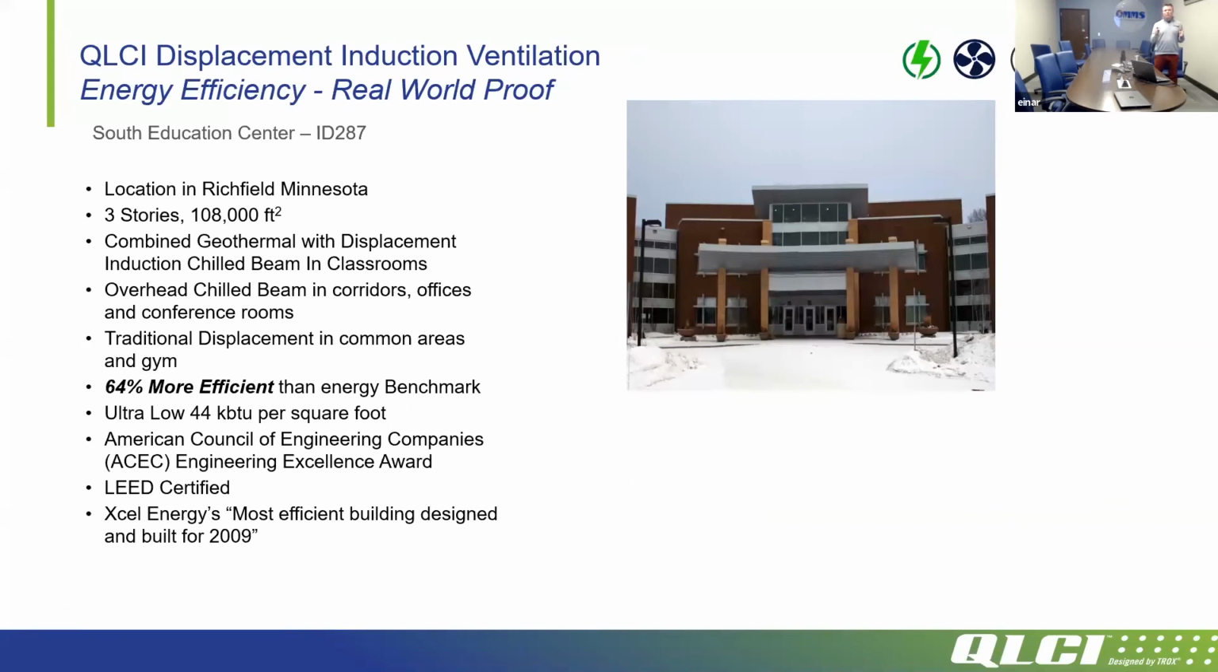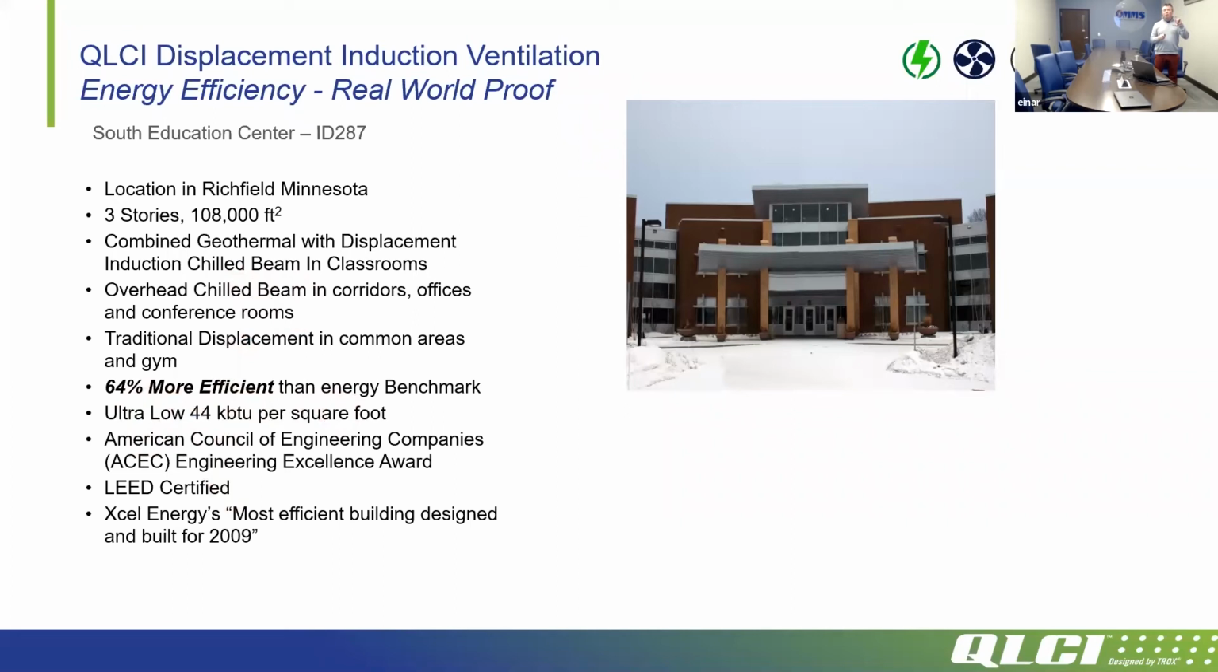Here's a real world example of that scenario. A building designed in Minnesota was actually tied to a geothermal system. They had displacement systems in the classrooms. It was LEED certified, and when they measured it out, it was 64% more efficient than the benchmark at the time. The school district said, we love it, duplicate that building, don't change anything, but they did.